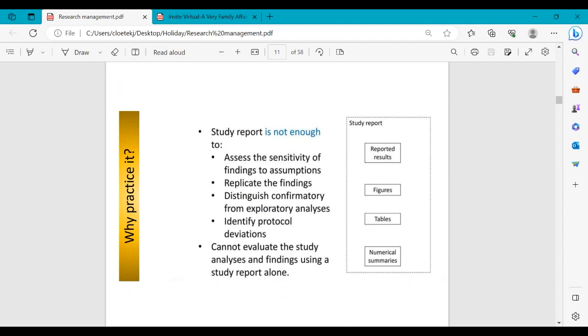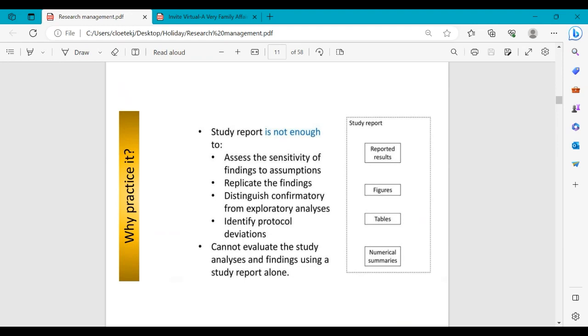So why should we practice this? A study report, remember, is not enough to assess the sensitivity of findings to assumptions. We need to replicate that. Sometimes in research, one needs to replicate research results several times before one can reach a conclusive outcome and decision, and especially in drug studies and medical studies. Remember, it's important to distinguish confirmatory from exploratory analysis. It's important to identify deviations from a specific protocol and why this was done.